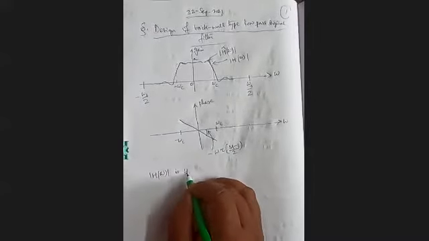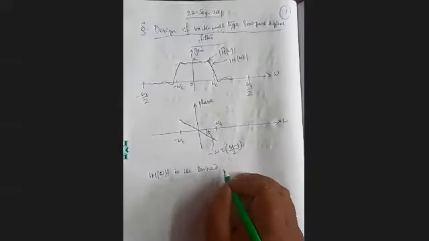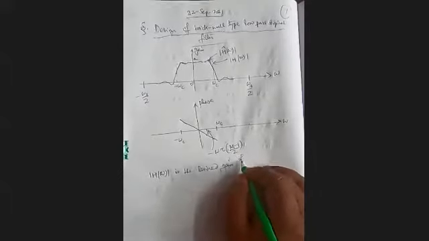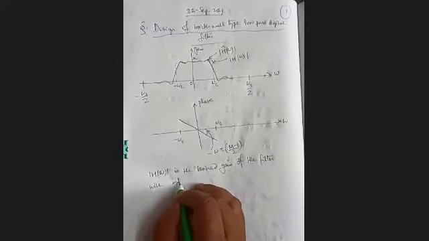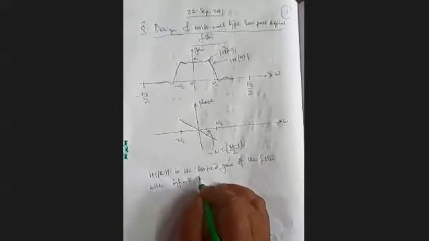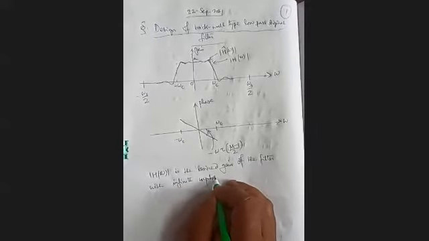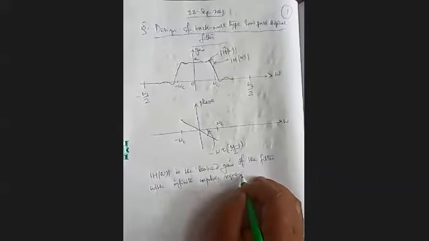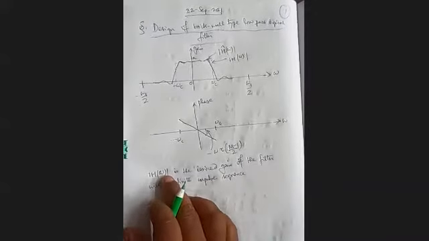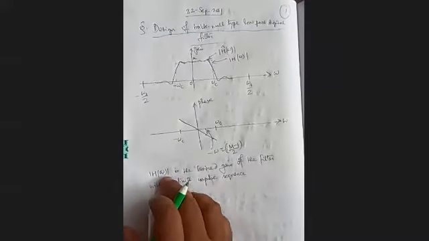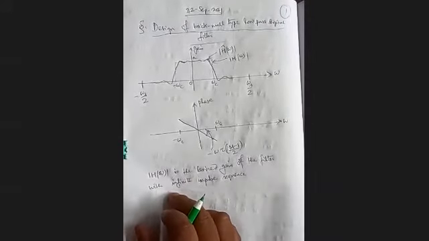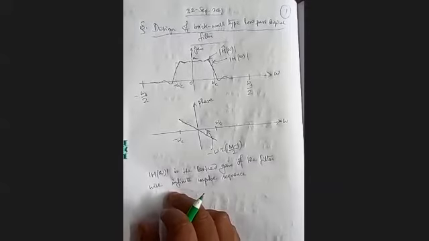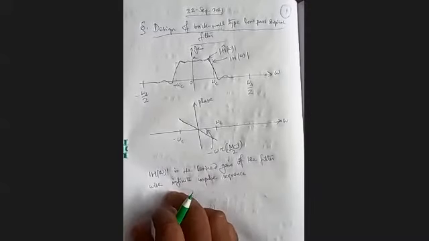This is the desired gain of the filter. Desired gain of the filter with infinite impulse sequence. So Hn, if we take inverse transform of H omega, we'll get Hn. That will be our impulse sequence of the filter. Okay. And this impulse sequence Hn will be of infinite duration.